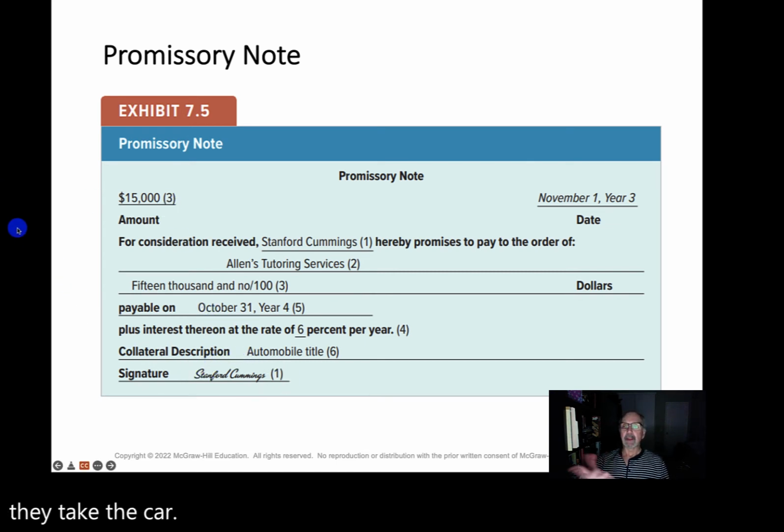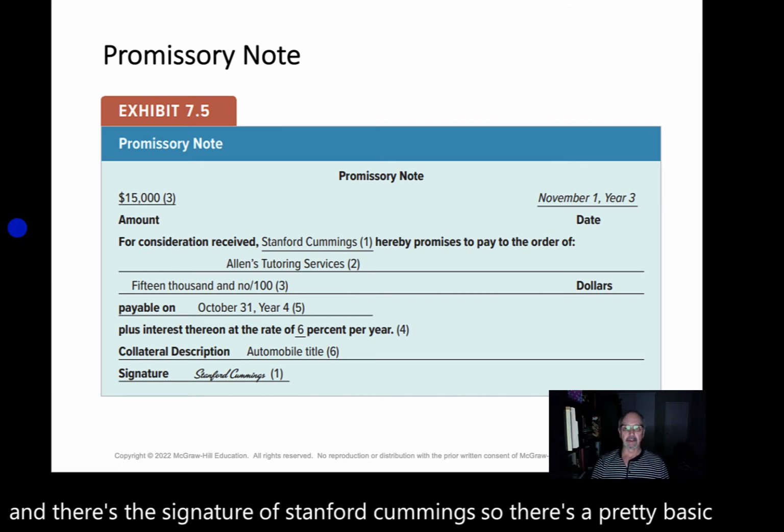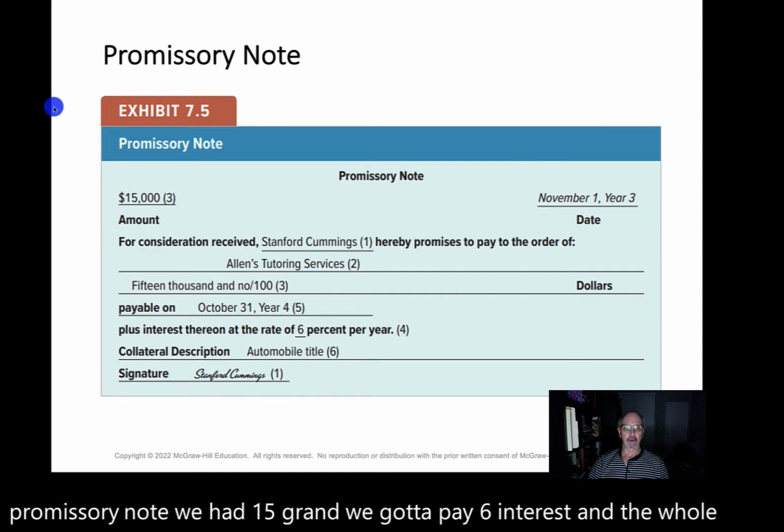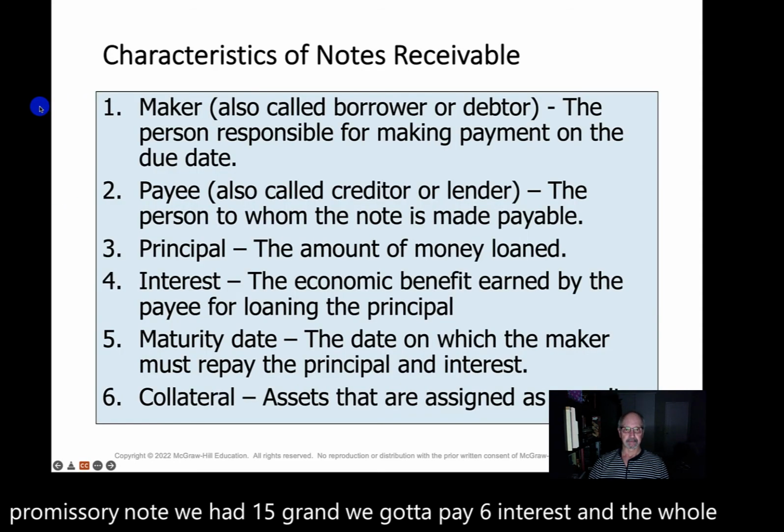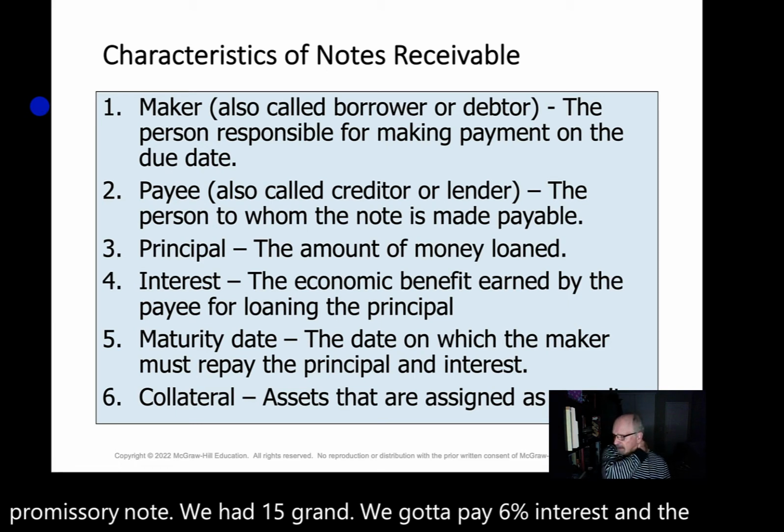So this is a pretty basic promissory note. We got 15 grand. We got to pay 6% interest. And the whole thing is due on October 31st, year 4. Here's some definitions for you.